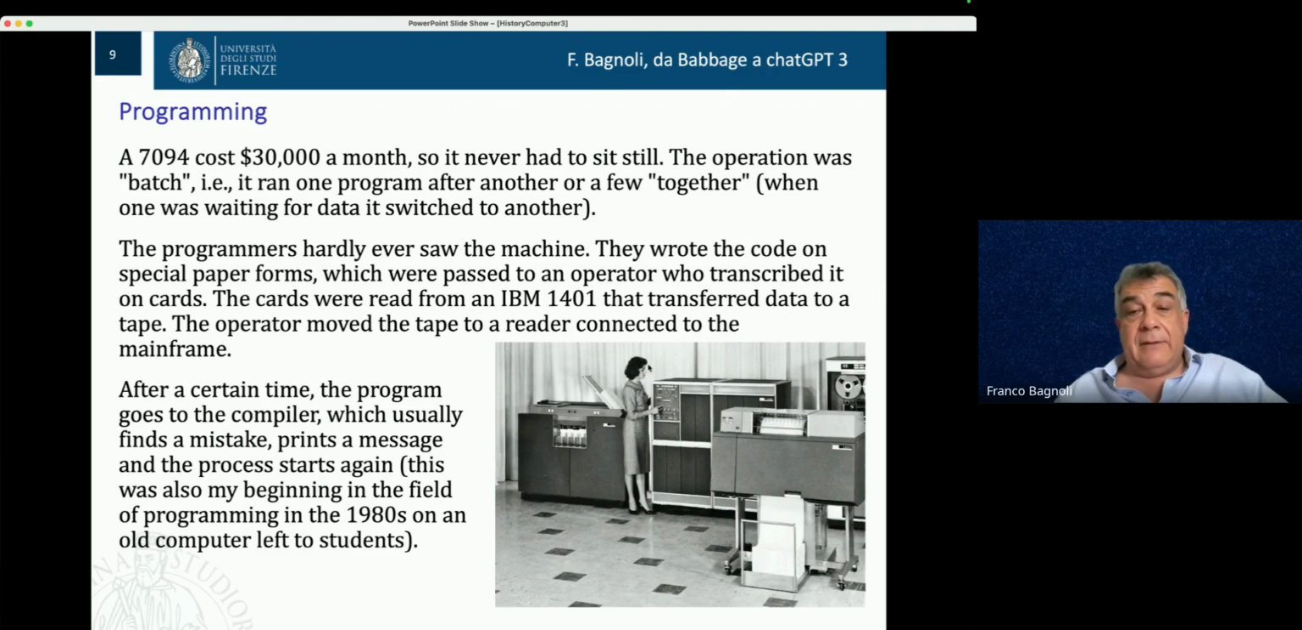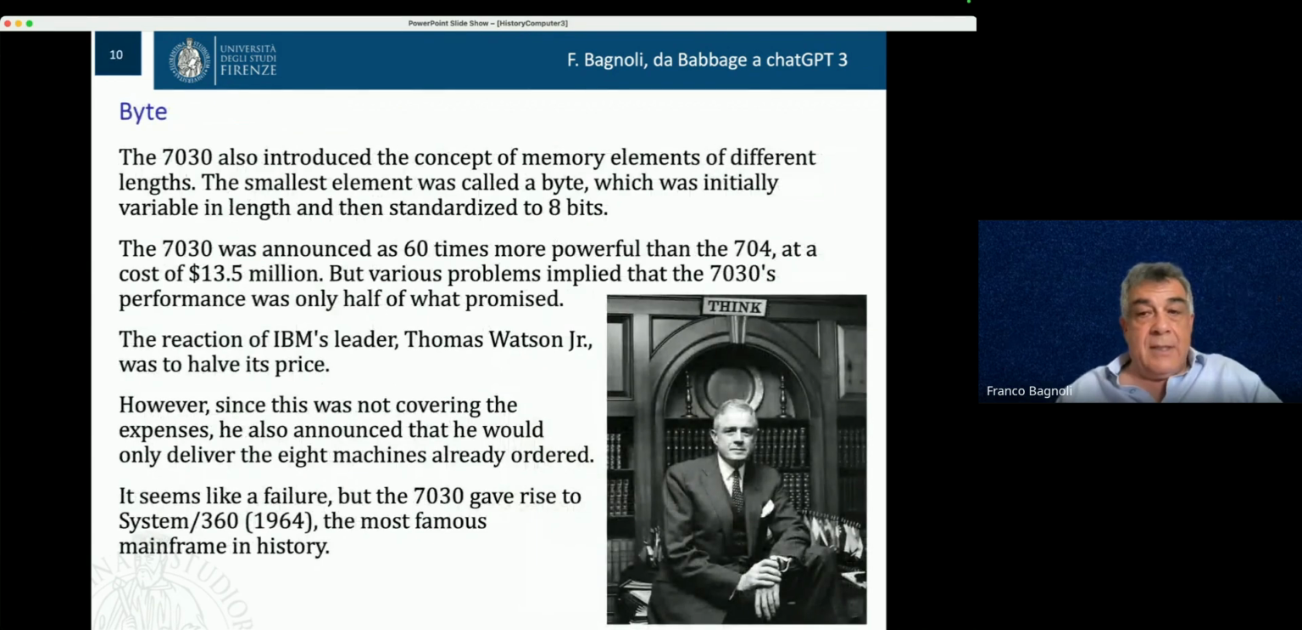And clearly, at that time, the programmers were essentially women because, first of all, most of them had been trained in typing, and so they were handy in punching cards. And then it was considered they were more, say, cautious.